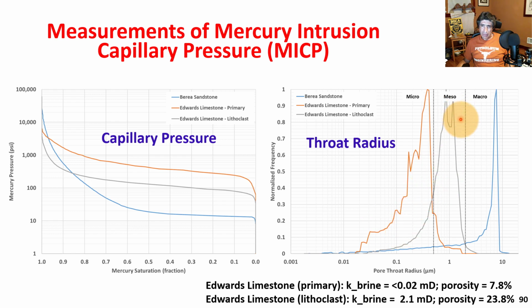Whereas in the case of the Edwards limestone, you have a bimodal distribution where you have the mesopores and the micropores. So you have microporosity and you have mesoporosity, but obviously microporosity doesn't have fluids that are movable or marginally movable, whereas the mesopores are the ones that contain fluids that, when you apply a pressure gradient, are going to move. So please keep those in mind when we show you the movies.